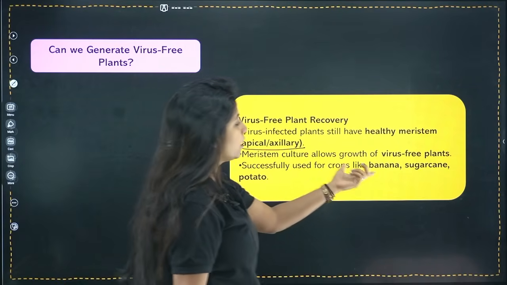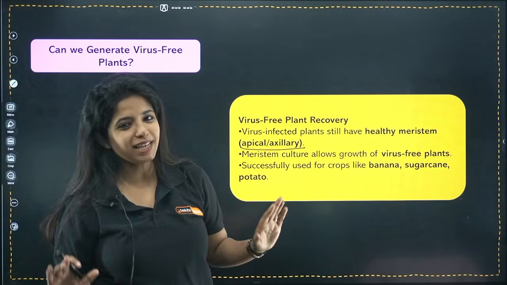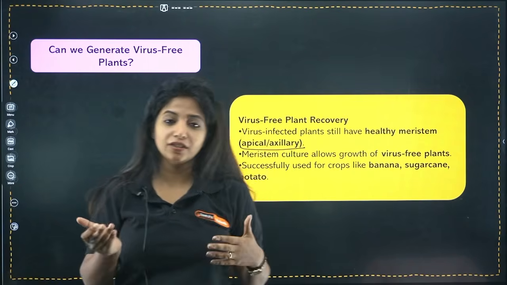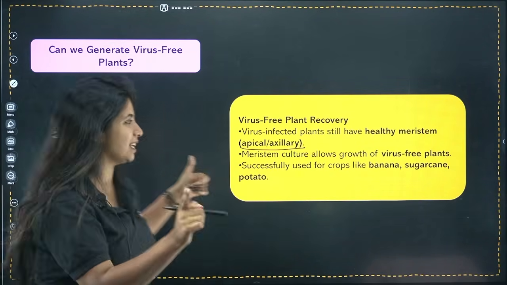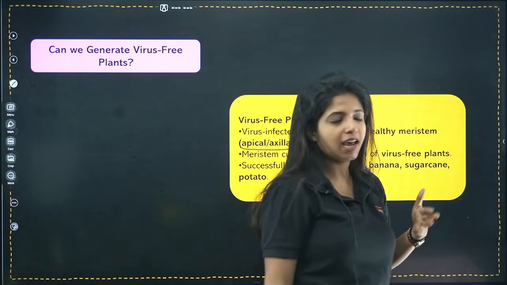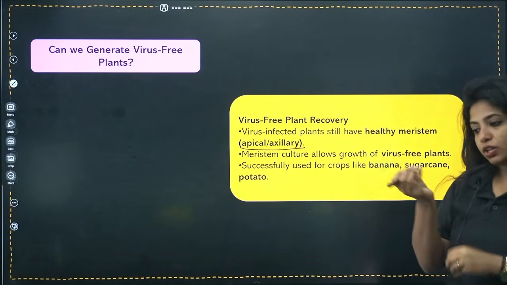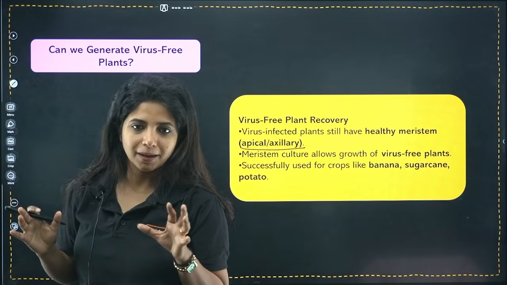Now, meristem culture allows growth of virus-free plants and is successfully used for crops like banana, sugarcane, as well as potato. That's a secondary thing, but at least remember this: apical and axillary, do not forget it, okay? Apical comes at the tip. It can be the shoot tip, it can be the root tip also. And axillary is a place from which, as I said, you can get a branch or a new leaf coming up.